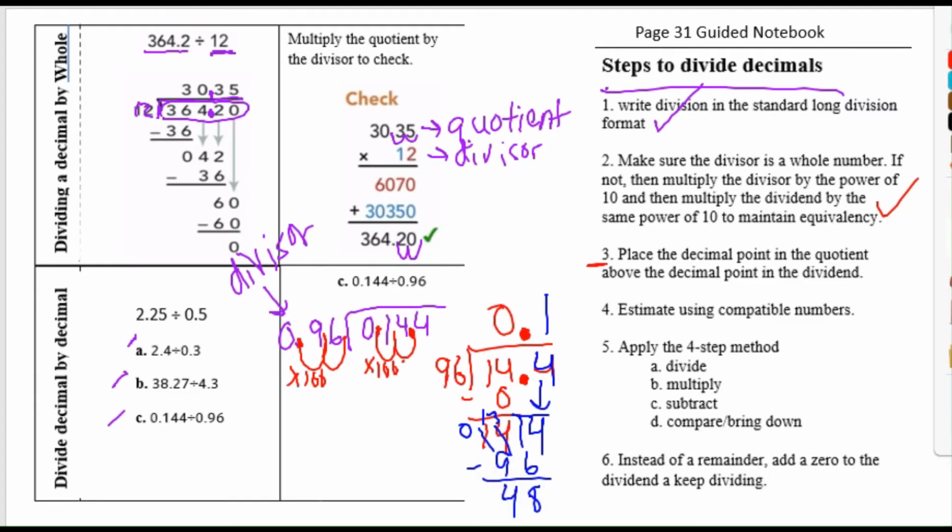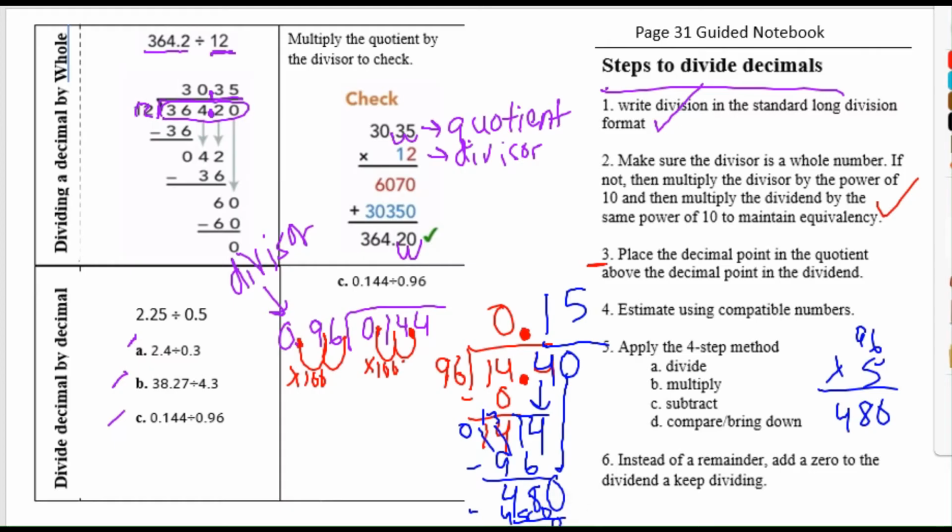All right. So now I have to add a 0 in the dividend, bring it down, and keep dividing. So I have to ask myself, how many times does 96 go into 480? And since it ends with a 0 and 96 is close to 100, 480 is close to 500, I'm going to try 96 times 5. And 96 times 5 just happened to be 480. So I'm going to put a 5 here, and I'm going to subtract, and my decimal point will terminate.